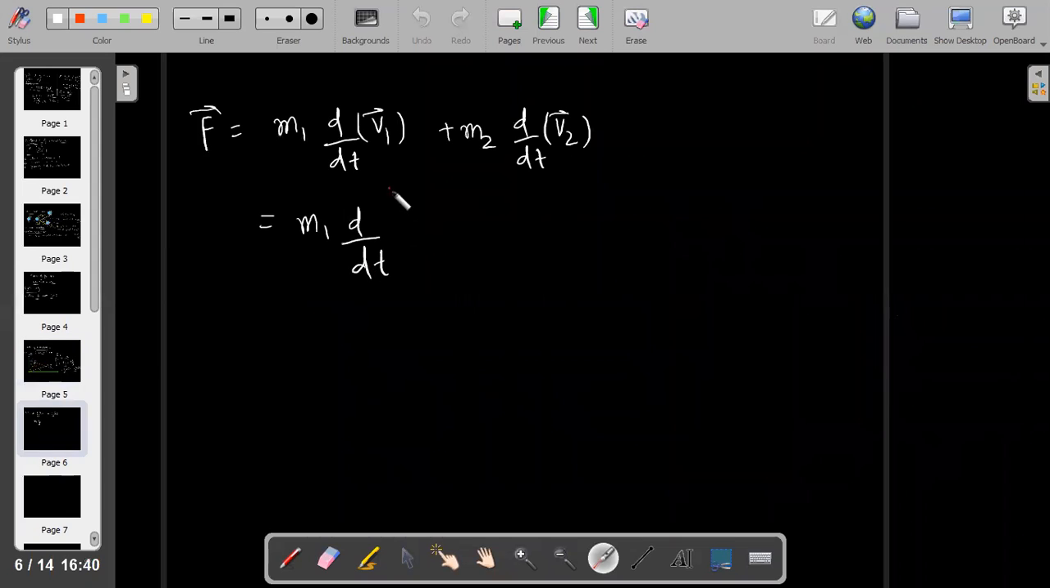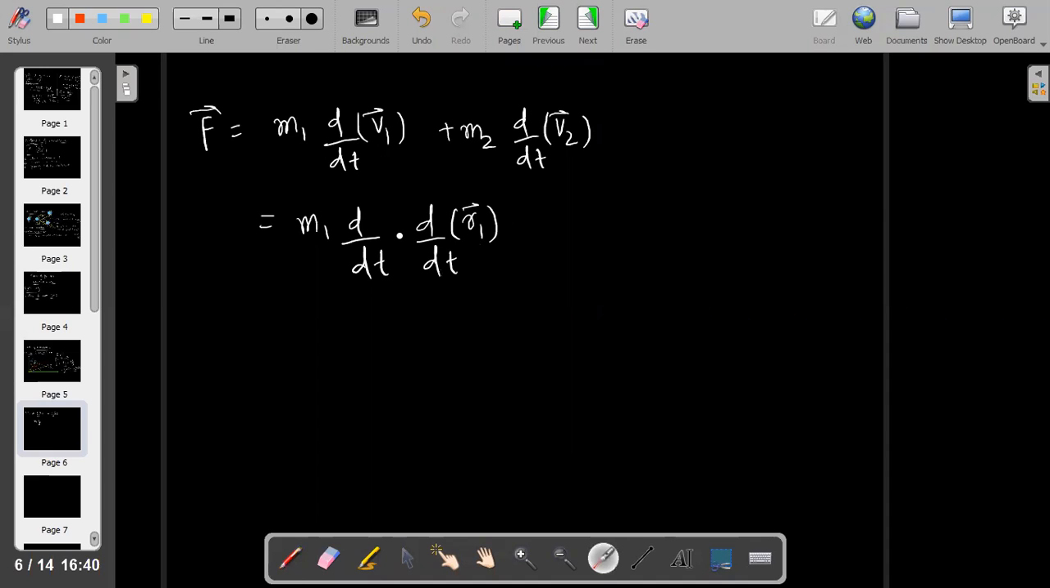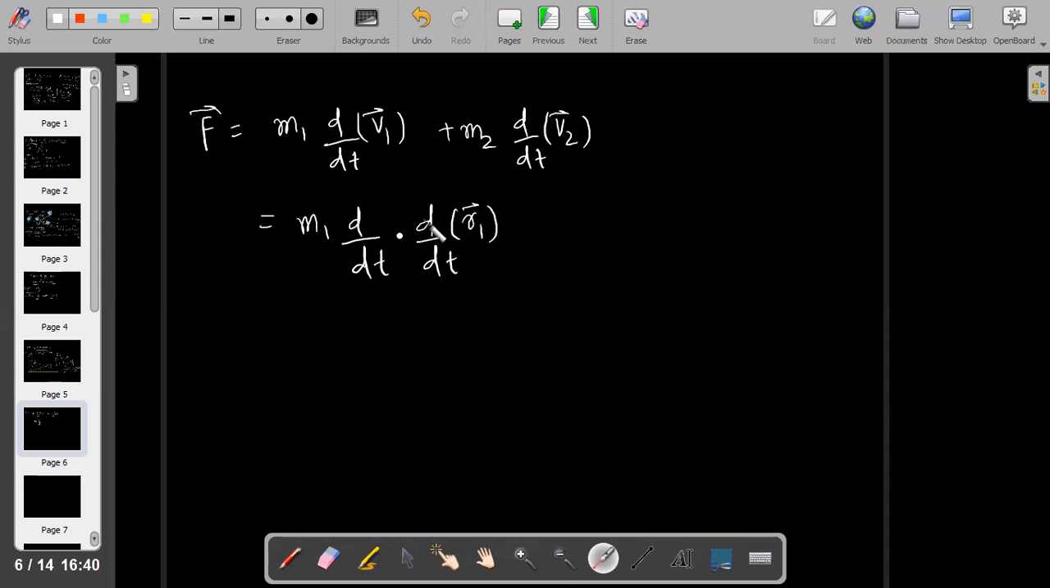Now, this velocity is d by dt of r1. This is the velocity. Understand this? v1 is d by dt of r1. Is that clear? I have written d by dt again. v1 is d by dt of r1. Is that clear?